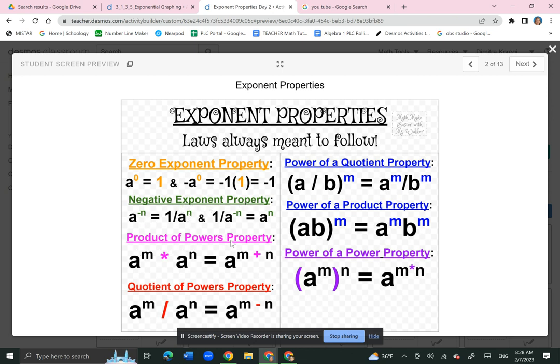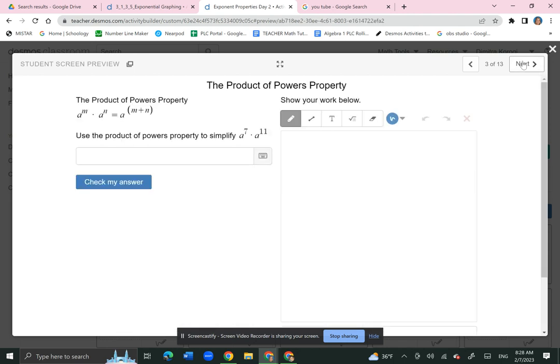Today we're going to do the product of powers property. And that is a raised to the power of m times a raised to the power of n is equal to a raised to the power of m plus n. And I'll explain that more in the next few slides. And then we're also going to work with the quotient of powers property. So a raised to the power of m divided by a raised to the power of n is equal to a raised to the power of m minus n. Okay, and a lot of these are going to be trial and error, okay? Because I'm not going to do every single one of them with you. All right, let's go to the next slide.